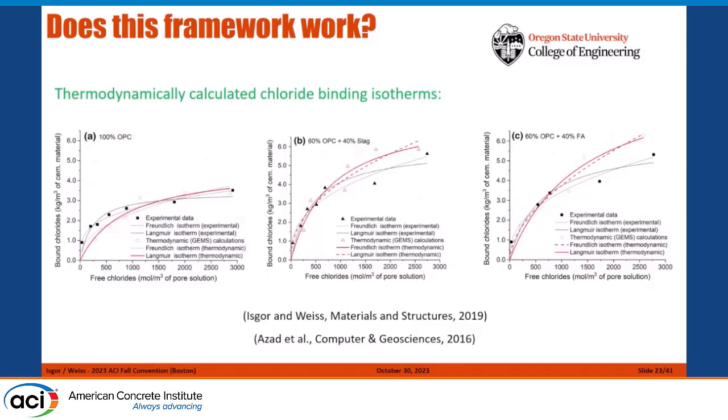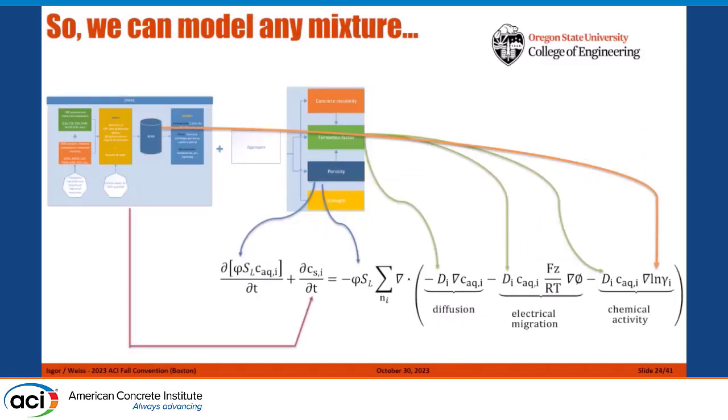Now, you may also ask, how do you model reactions well? You might be familiar with chloride binding isotherms, for example. Just to show that the theoretical framework, the reactive transport framework that we use, can actually predict experimental chloride binding isotherms, I'm showing you some validation there as well. So the reaction part is also highly validated.